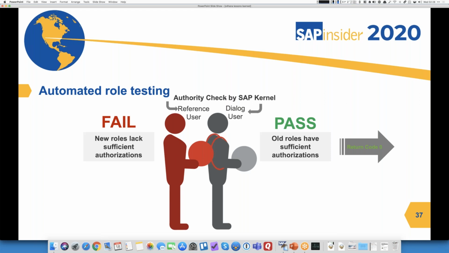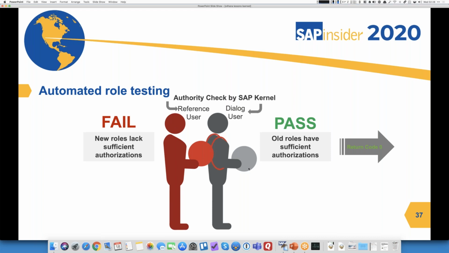And the way that's done is by leveraging the fact that the SAP kernel, whenever there is an authority check that needs to be done, always does it against the reference user first, if there is one assigned. So if the tester runs BP, the kernel does the authority check first against the reference user and the roles associated to the reference user before repeating it, if it fails, against the dialog user.